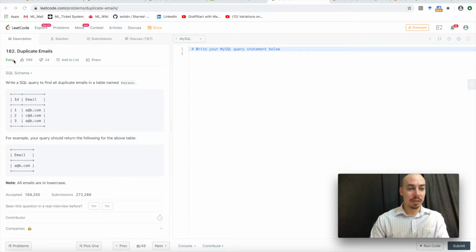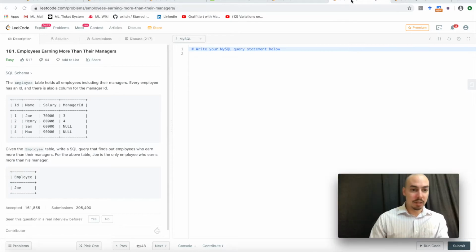Okay, first up is 182, Duplicate Emails, flagged as easy. Write a SQL query to find all duplicate emails in a table named Person. The table might look like this: ID and email, 1, 2, 3, a@b.com, c@d.com, and again a@b.com. And then the query should return the following for the above table: email a@b.com. Why? Because it appears twice in that table. And side note, all emails are in lowercase.